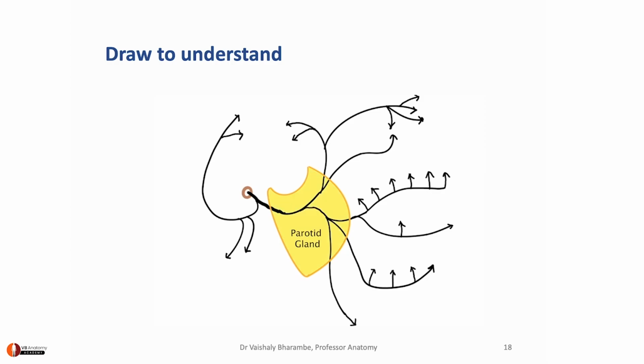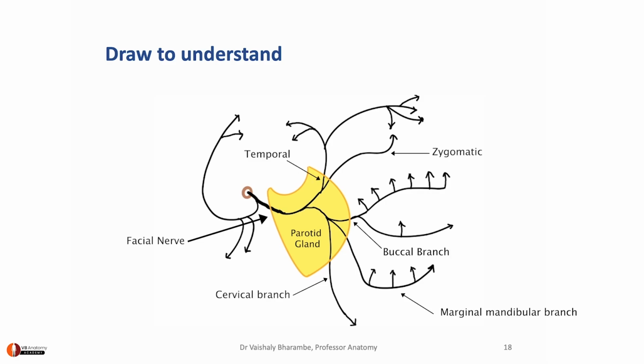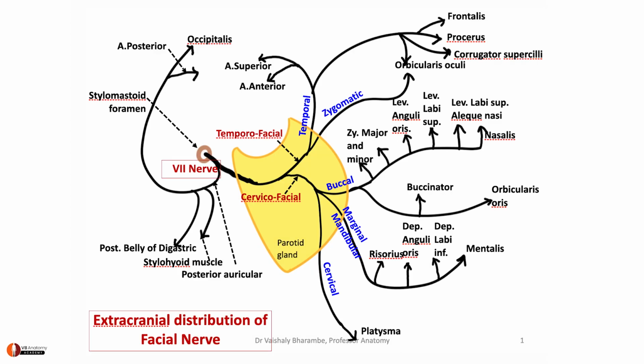So, your parotid gland now, as you can see, the facial nerve enters parotid gland and then divides into the final 5 branches which are emerging from its anterior border. The 5 branches from above downwards are temporal, zygomatic, buccal, marginal mandibular, and cervical. Okay, so these are branches of facial which come into the face to supply muscles of the facial expression.